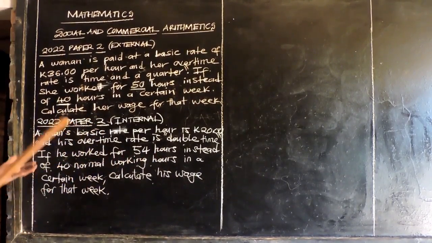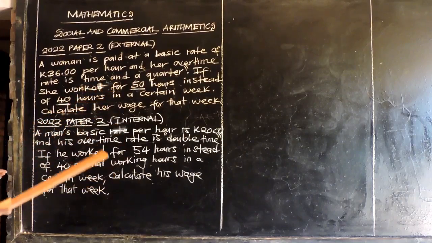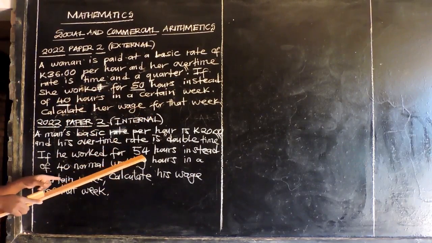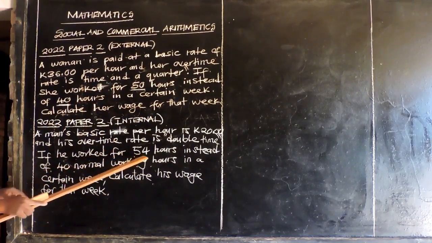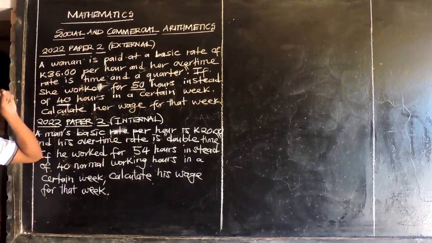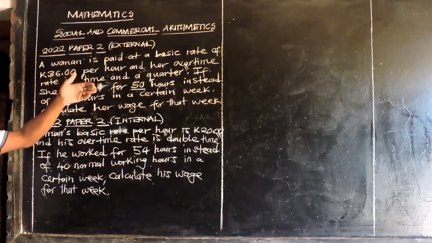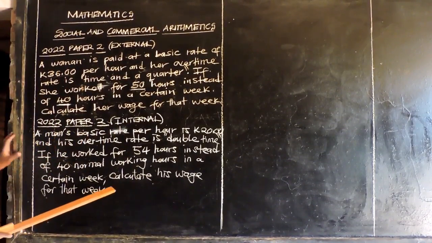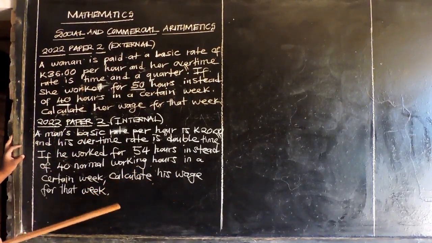So if you want to know the number of hours which this man worked as overtime hours, just subtract 54 minus 40. What do you get? 14. So 14 hours, that was the total number of overtime hours. So now, we are going to calculate his wage for this week.